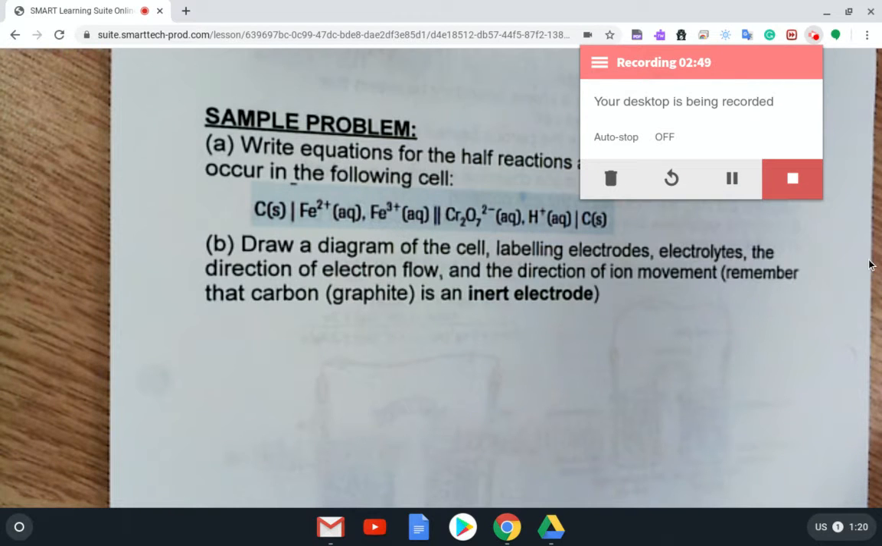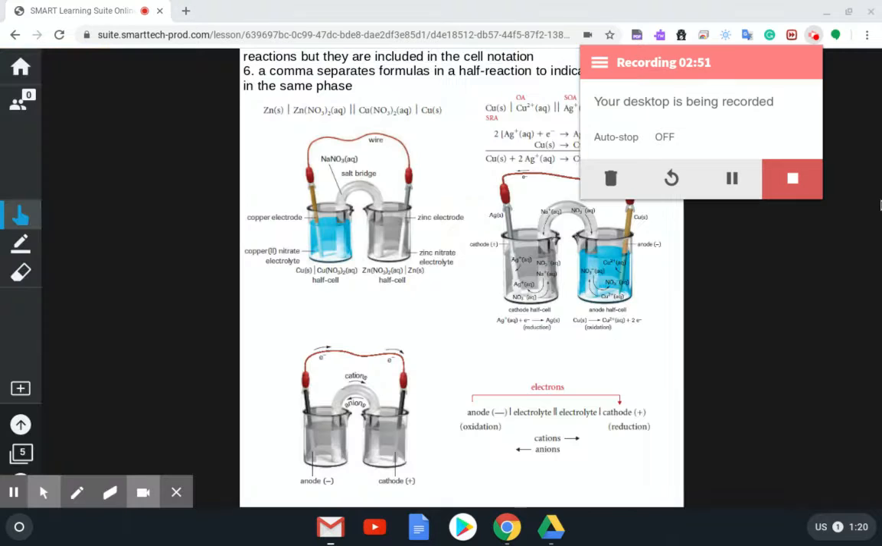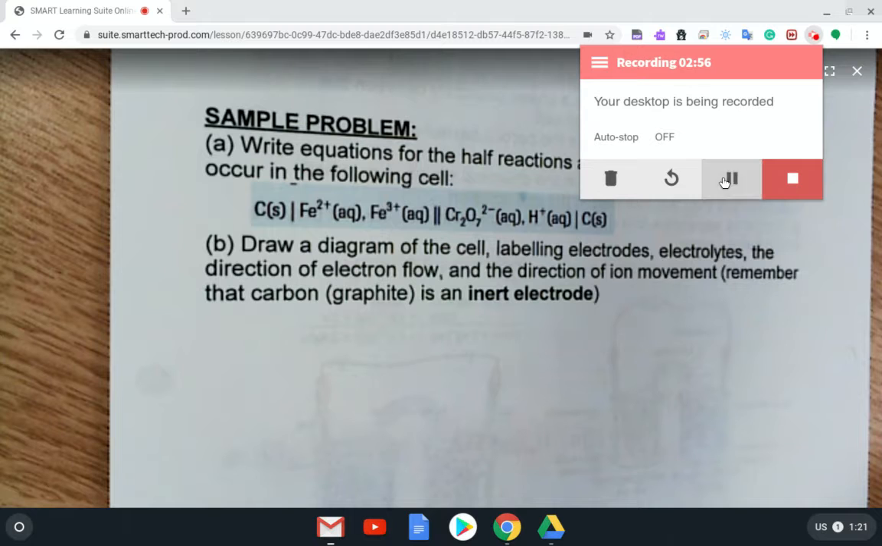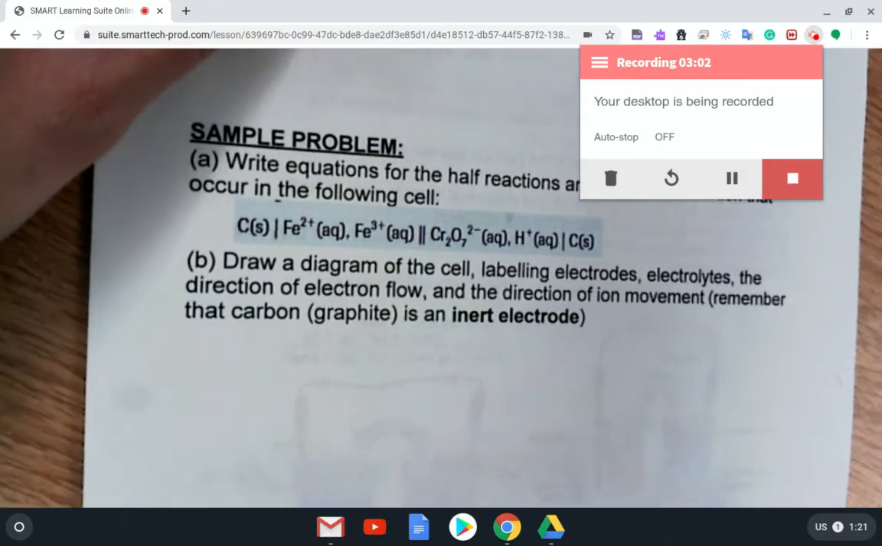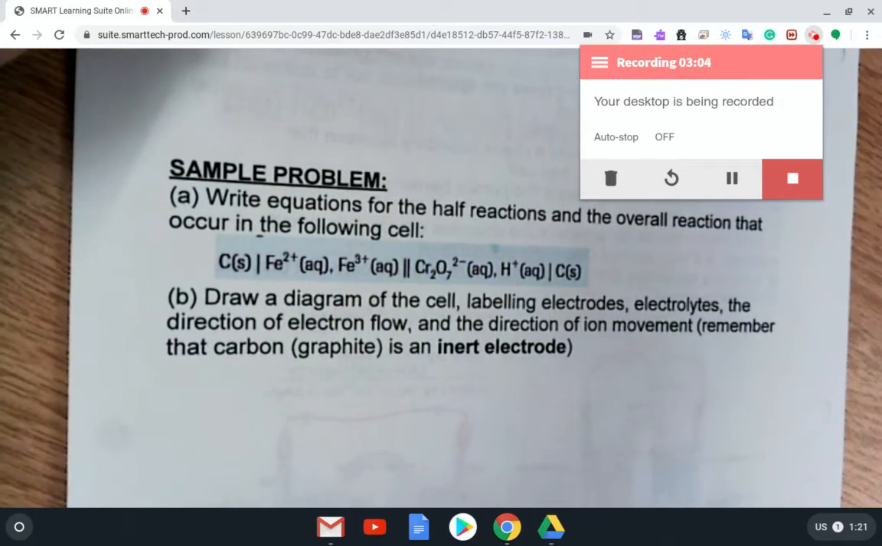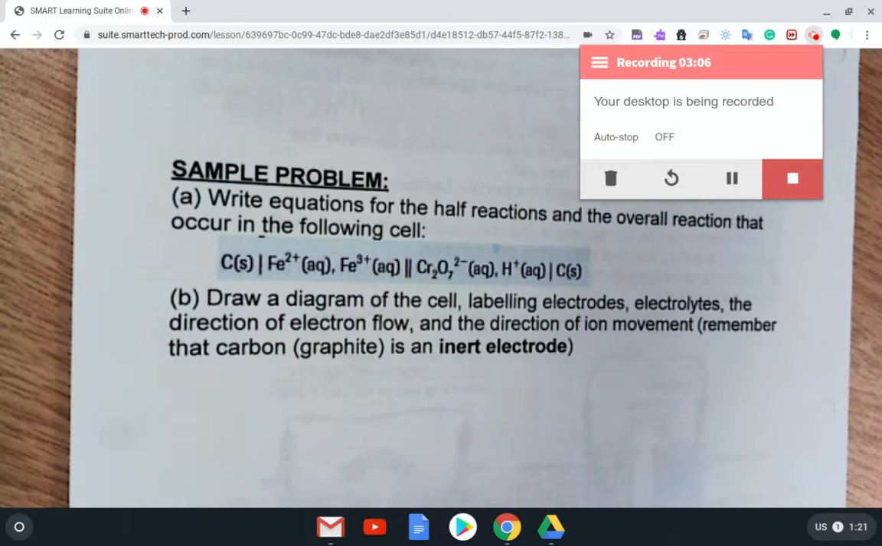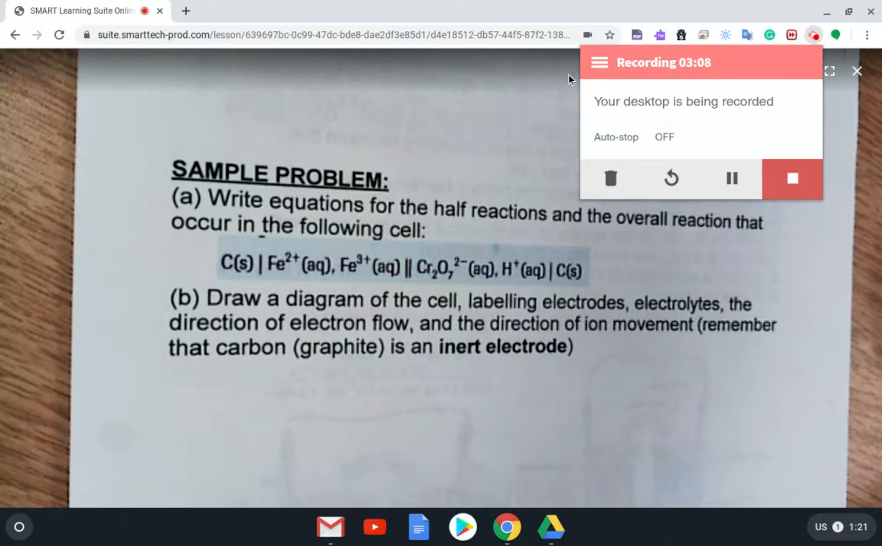Now we are looking at, oops, moved to the wrong spot. So now we'll do some examples using pen and paper. All right.